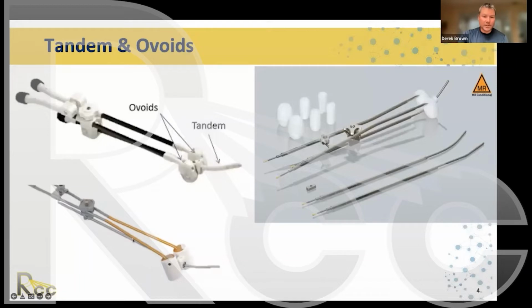One of the nice things about Tandem and Ovoids is that there's not really a fixed geometry associated with these, or for most of them in any case. So you can move the ovoids laterally with respect to the central tandem. So it gives you some ability to modulate the dose distribution given how you set up or how you lock in your tandem and ovoid positions. The downside to that is it's not a fixed geometry, so you do need to plan every case for every patient.